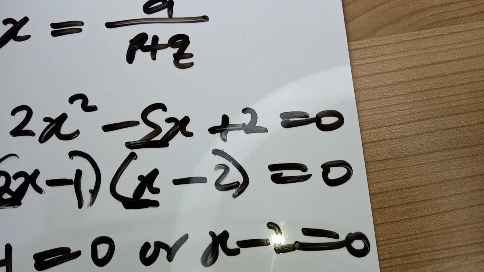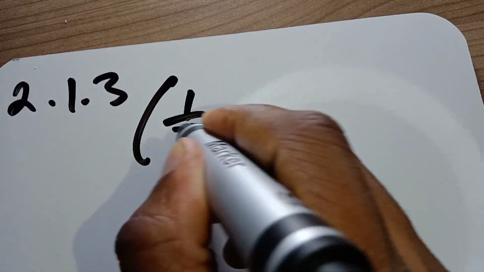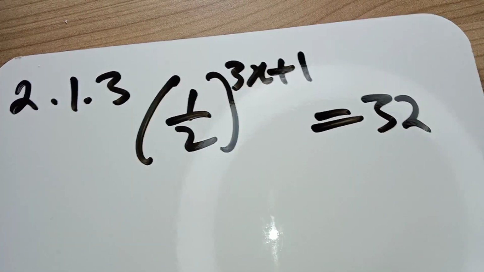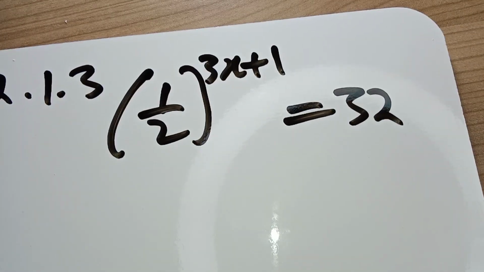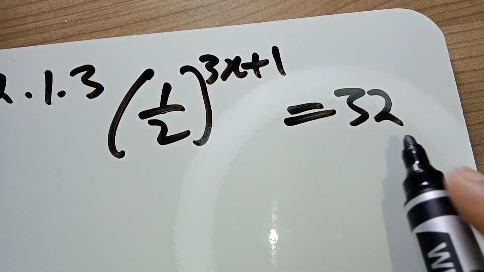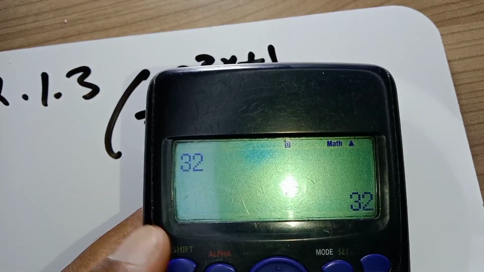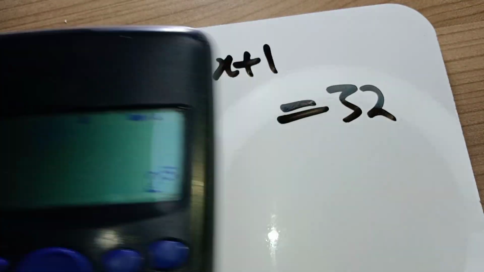Then we have the last one here. We have 2.1.3. We are given 1 over 2 to the exponent 3x plus 1 being equal to 32, and we're expected to solve for x. With this one, we should start by expressing 32. We go to our calculator, say 32 equals, then we say shift fact, then we get 2 to the exponent 5 for the 32.